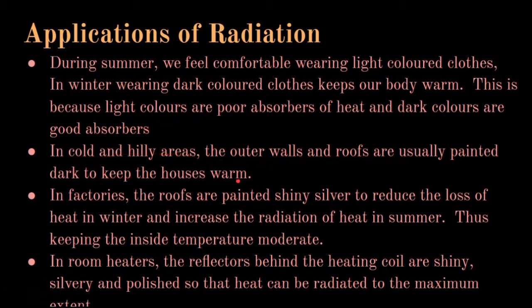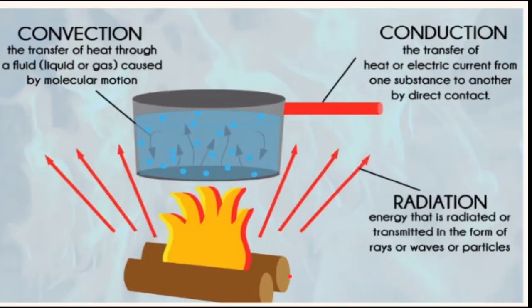And in factories, the roofs are painted silver in color, which is very shiny, to reduce the loss of heat in winter and increase the radiation of heat in summer, thus keeping the inside temperature moderate. In room heaters, the reflectors behind the heating coil are shiny, silvery and polished so that heat can be radiated to the maximum extent. When you look at this picture, you can see all the three processes of heat transfer.